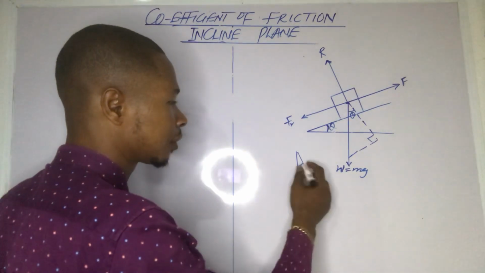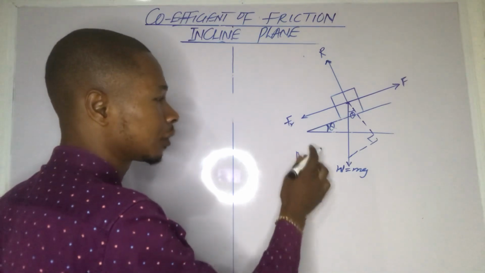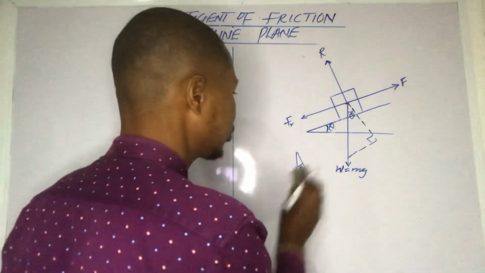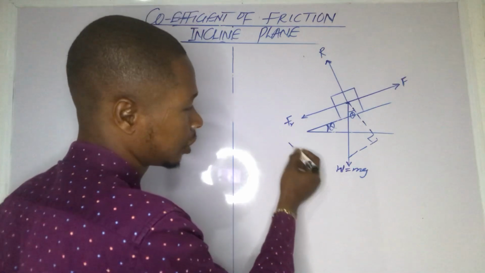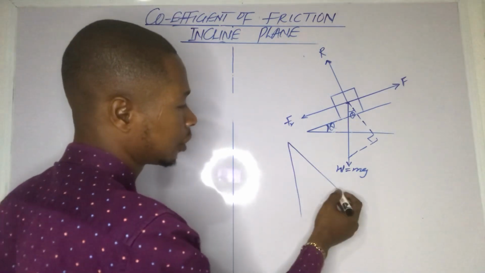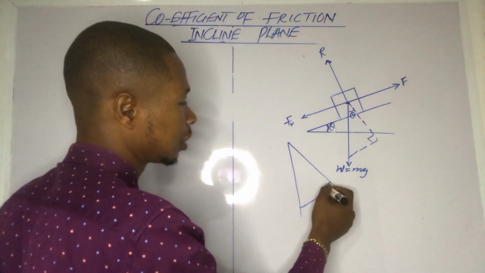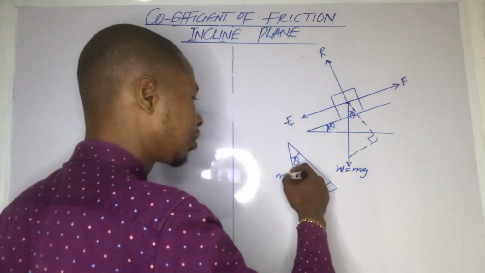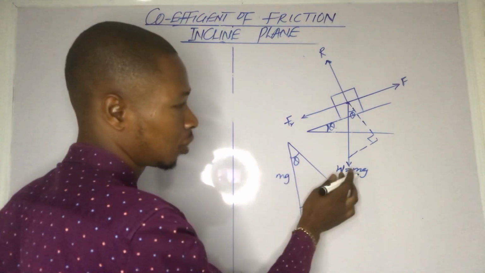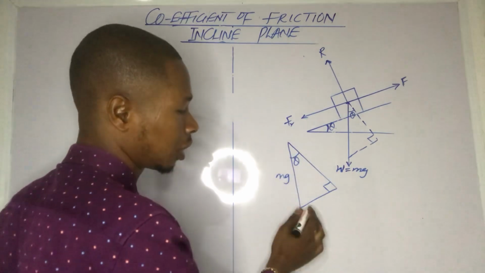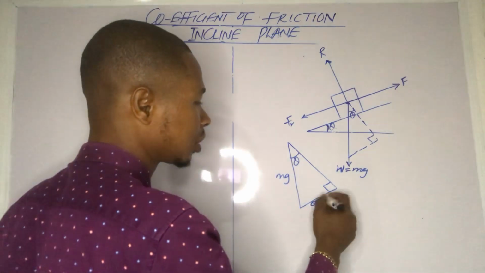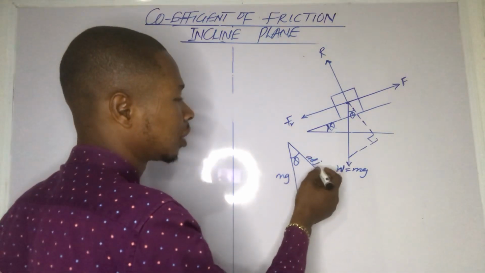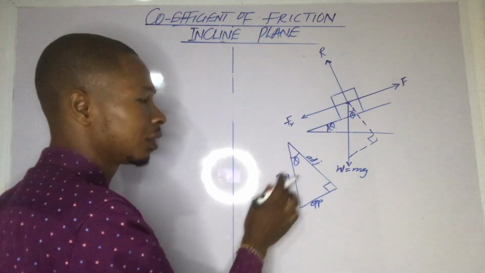So I need to find the force acting like this, then the force acting in this direction. Let me draw it big. You have something like this, then you have this. So this is 90 degrees, and this place is my theta. This line is my mg, the hypotenuse. I need to find this place, which will be my opposite, and this place will be adjacent. So I need to find my opposite and adjacent in terms of mg.